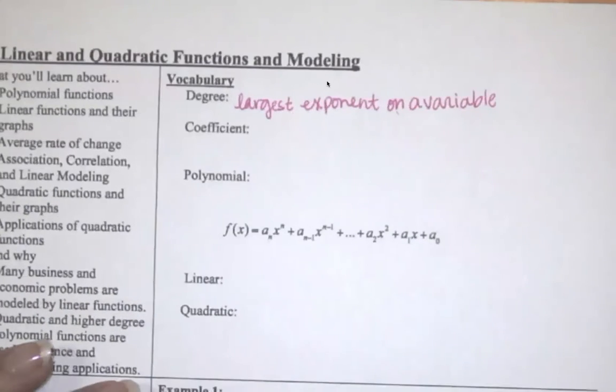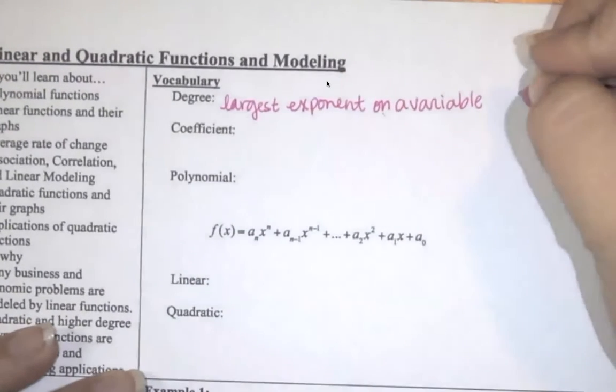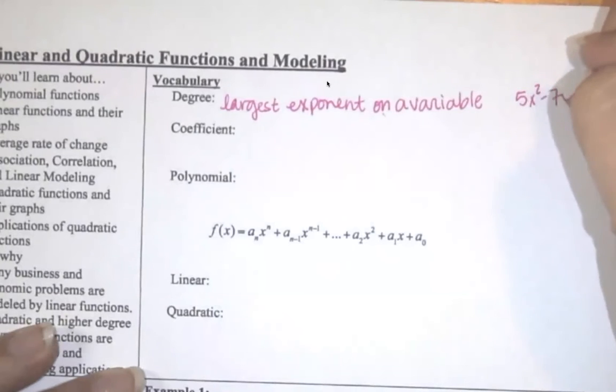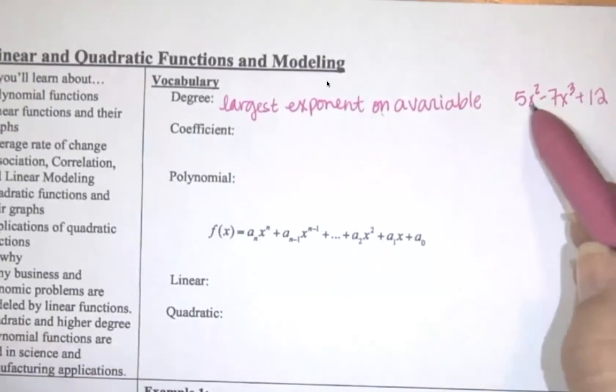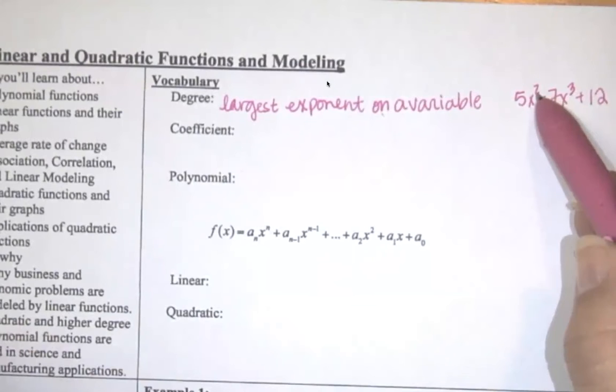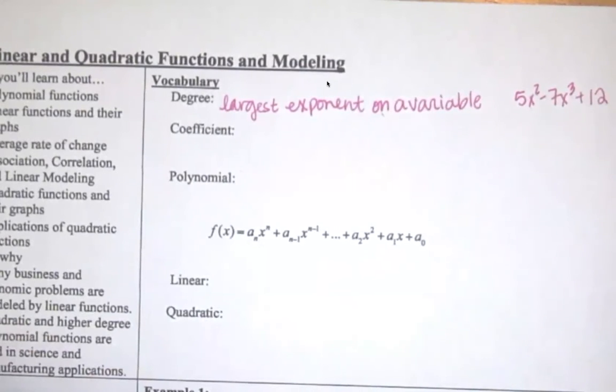So our example here will be something like 5x squared minus 7x cubed plus 12. We have two variables here. The first one has an exponent of 2. The second one has an exponent of 3. That means our degree is 3.